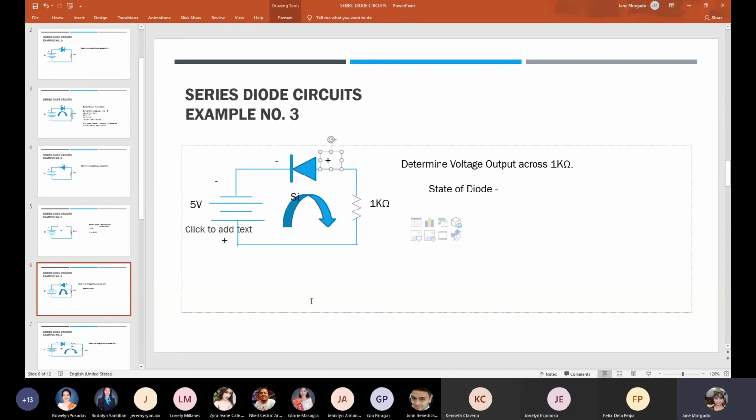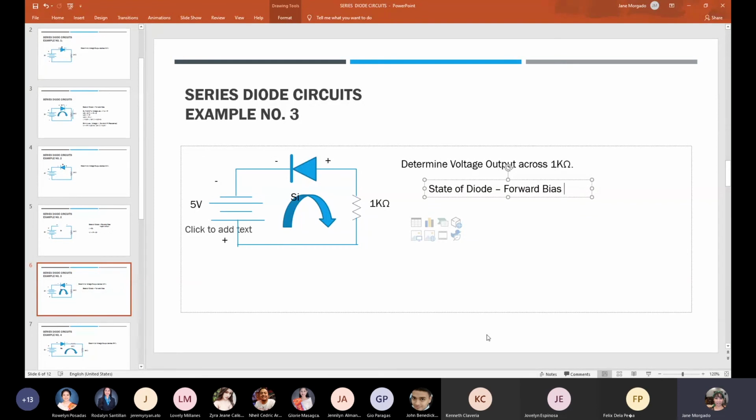Sa ilalim ng bar, 560. Okay, so again, what is the state of diode here? Same question. Forward. Forward po. Okay, forward. Why forward bias? Because negative to negative. Tama, no? Negative to negative. So therefore, it is forward bias.